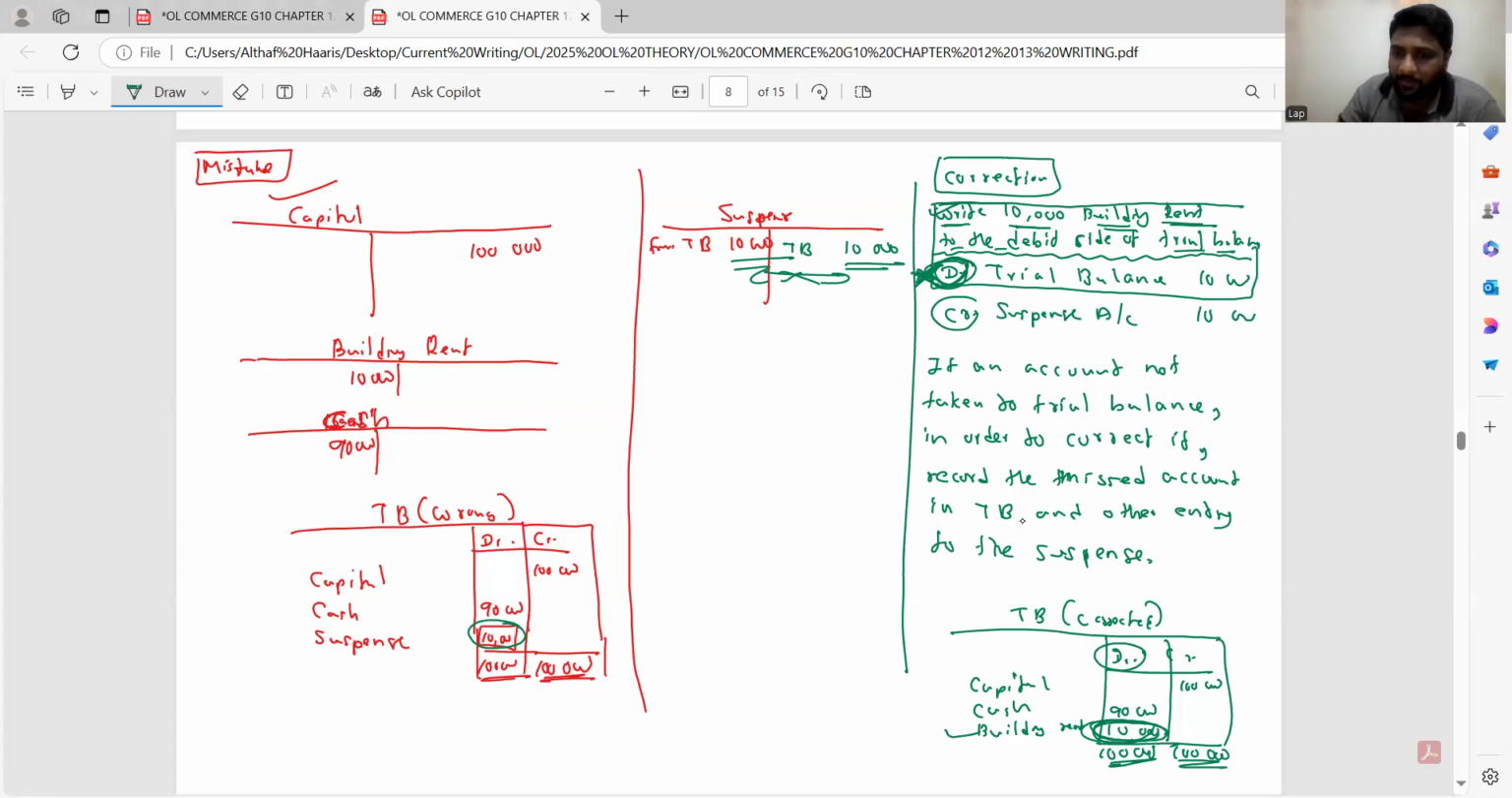If an account is not taken to the trial balance, in order to correct it, record the missed account in the trial balance, and make the other entry to the suspense.